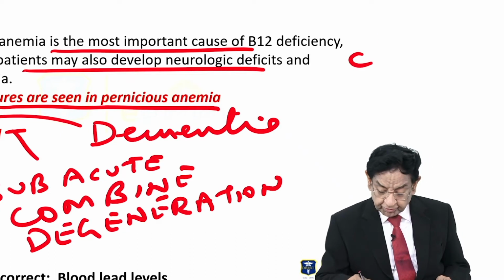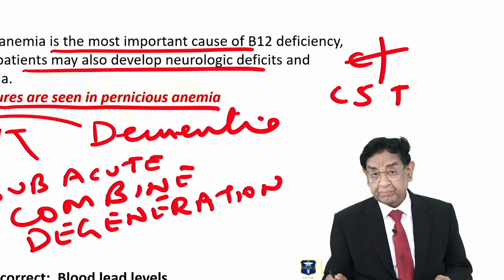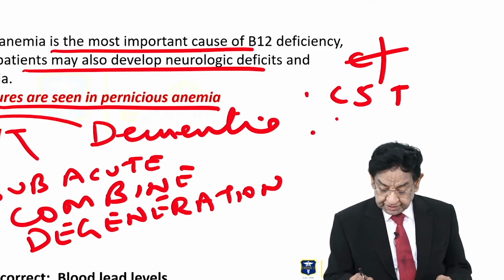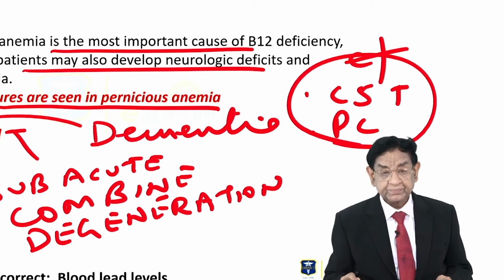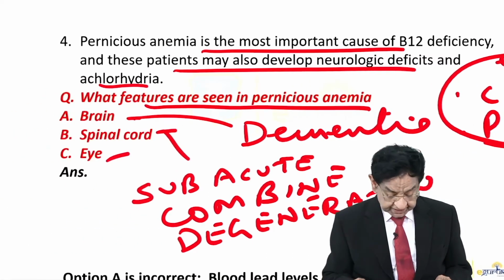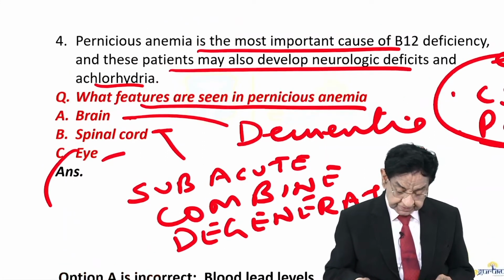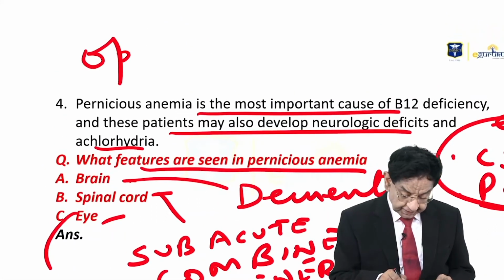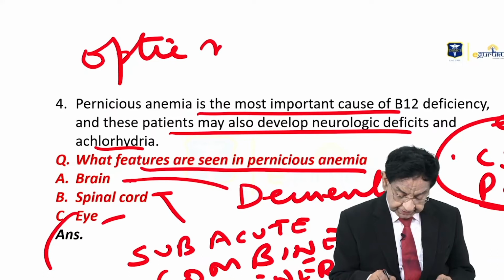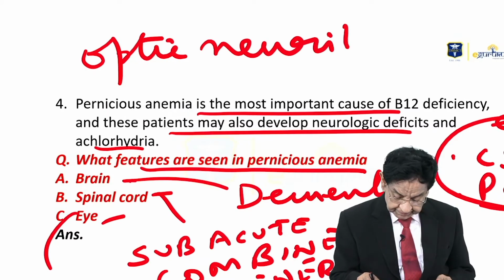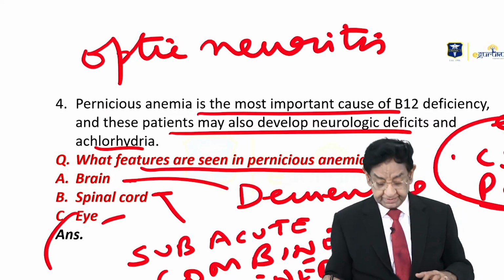There is involvement of the corticospinal tract, the so-called pyramidal tract, and there is involvement of the posterior column. They are involved in subacute combined degeneration. In the eyes, it can lead to optic neuritis.